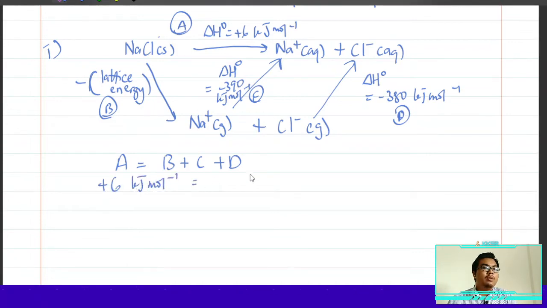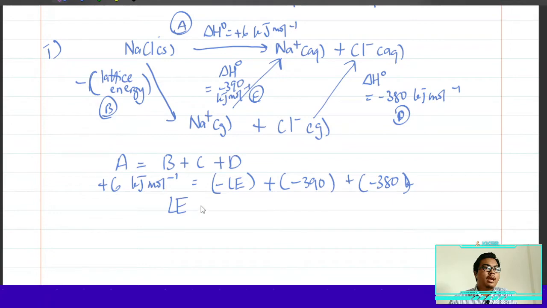Okay, so that's dia punya based on Hess law, which means that positive 6 kilojoule per mole is equals to, so our B here is the negative value of our lattice energy, tambah dengan kita punya value of enthalpy of hydration of sodium negative 390 kilojoule per mole, and then tambah with negative 380 kilojoule per mole. Okay, so we want to find our Le lah actually.